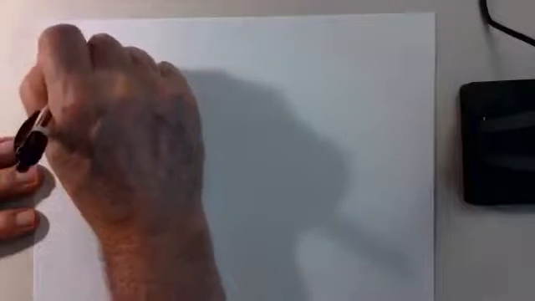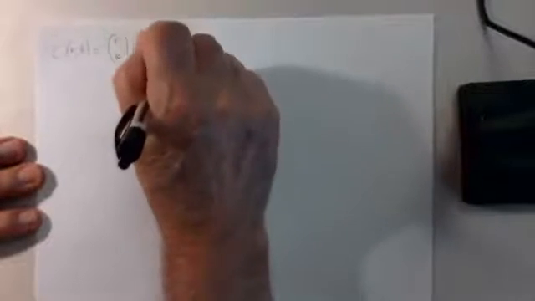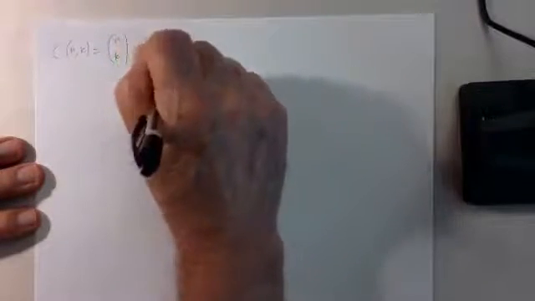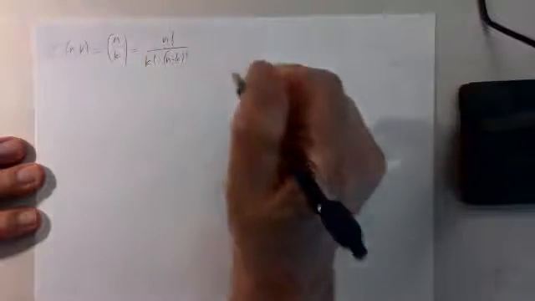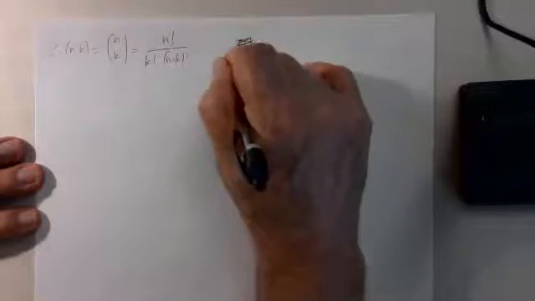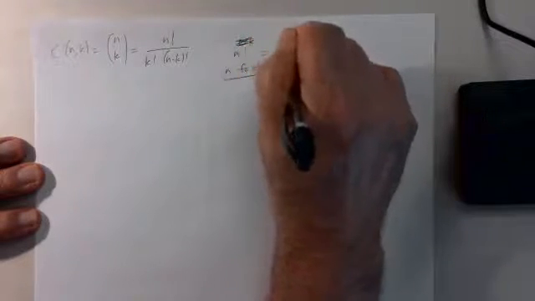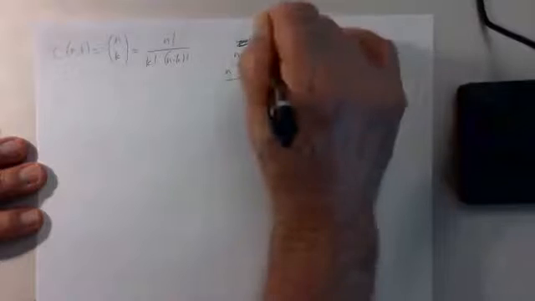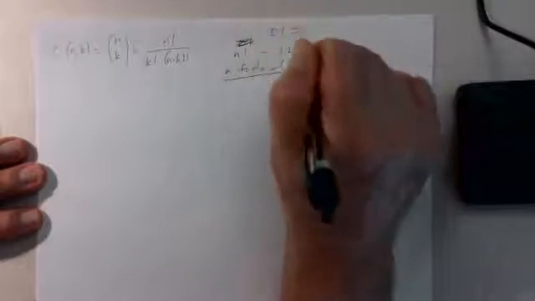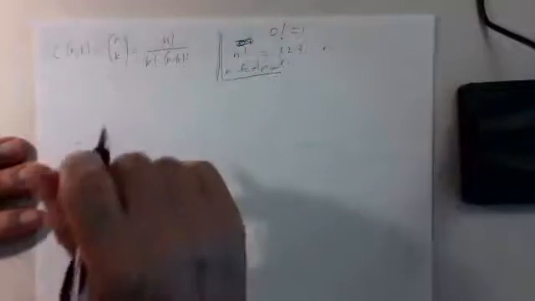So the number of subsets of size k in a set of size n is sometimes written as the binomial coefficient n over k, like this. And this is defined to be n factorial over k factorial times n minus k factorial, where n factorial is the product of all the positive integers up to n. And 0 factorial is defined to be 1. This factorial is just an exclamation point.